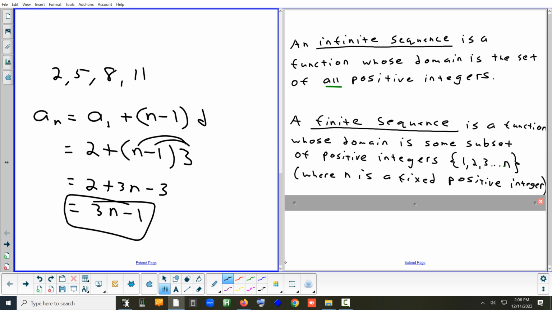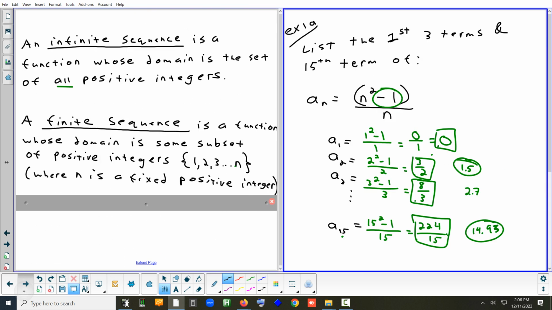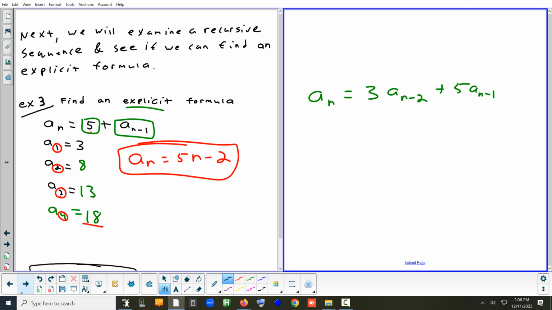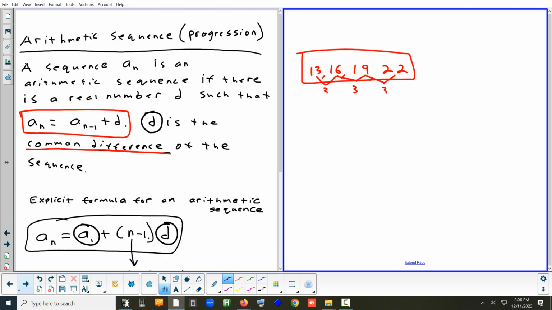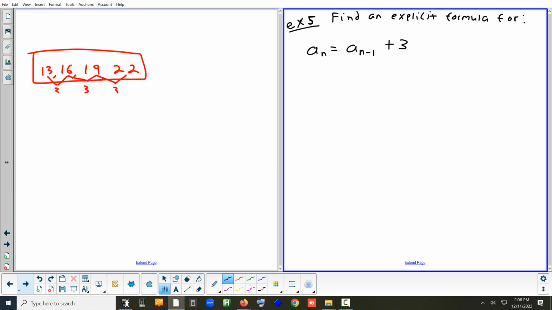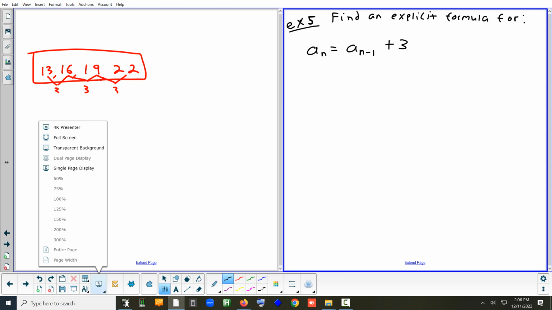Okay, the difference is now you've got something you can plug into, and you don't have to try to guess what the formula is. You just need to know the first term and what you add each time, and it'll automatically convert it to a formula for you. All right, let's try. I think I got another one of those.